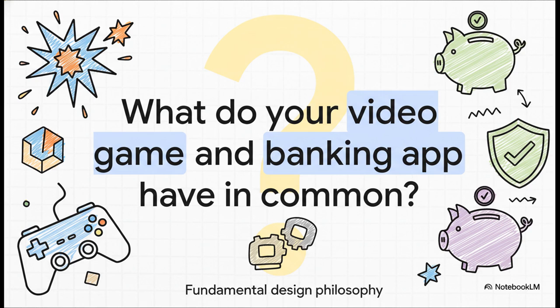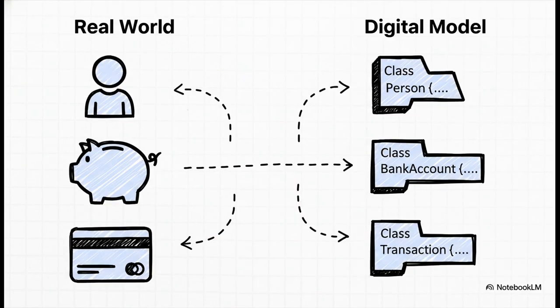So, let me ask you a question. What on earth could your favorite video game, with dragons and explosions, have in common with your boring old banking app? I mean, they couldn't be more different, right? Well, it turns out they're actually built on the exact same fundamental idea. The secret? It's all about modeling the real world. That's it. Think about it. The game has digital characters and items, and your banking app has digital accounts and transactions. They're both just creating little digital versions of real-world things. And that, right there, is the heart of what we call object-oriented programming, or OOP for short.